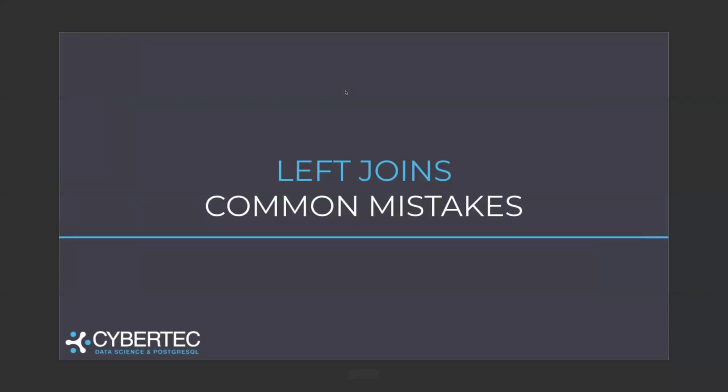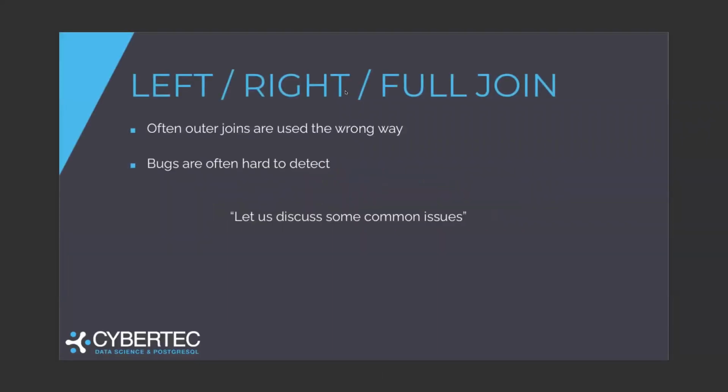So left joins, common mistakes. As I've stated before, this is a topic which is very close to my heart. I've seen it too often, so please take it seriously, because it might avoid some really nasty issues in your application. So let's get started. Often outer joins are used in the wrong way, okay? And because data sets are usually large, people are not aware of the fact that their joins are wrong, right? They return an answer, it looks reasonable, but it's basically wrong, okay? So let's dive in and figure out why.